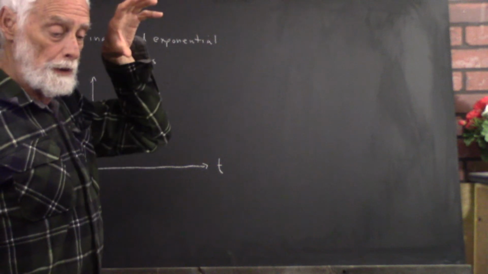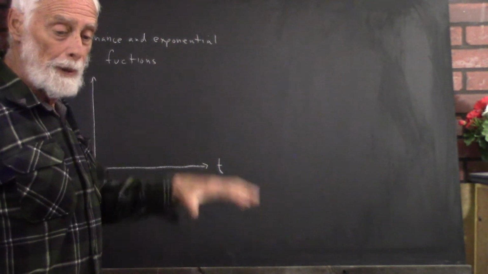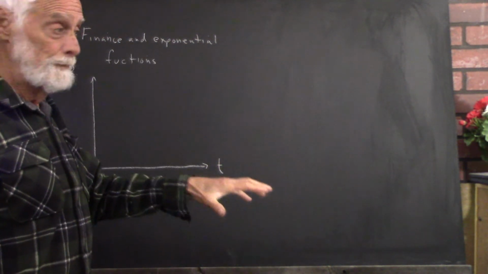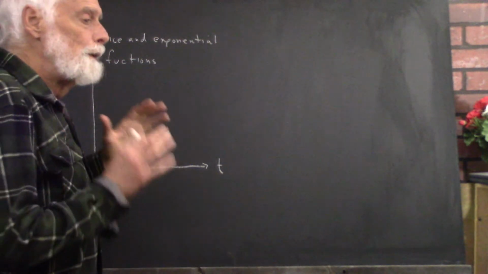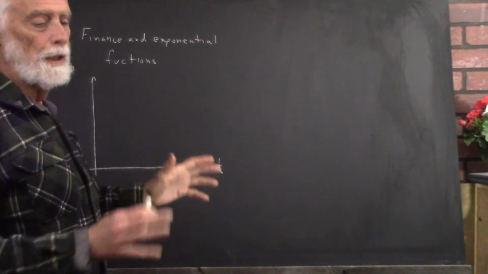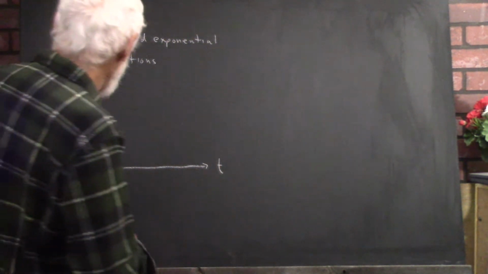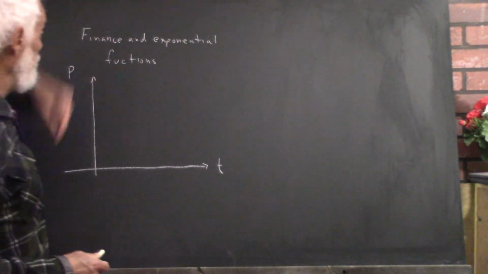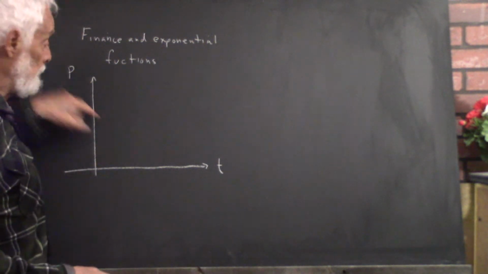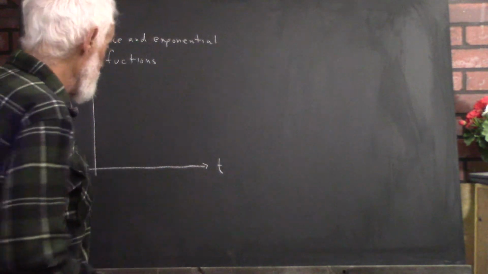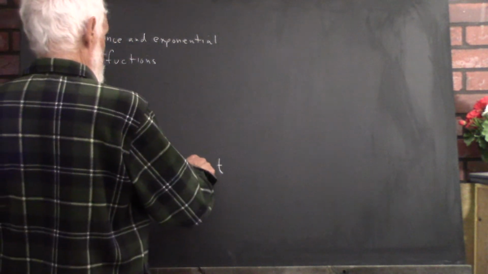I'm giving you the basic mathematics behind it all. Not a bunch of shortcuts, not a bunch of tables, not a bunch of stuff. What's the mathematical content here in terms of basic functions? Okay, so finance and exponential functions. We have an investment. P stands for principal, T stands for time. And we're going to do this over a period of years.